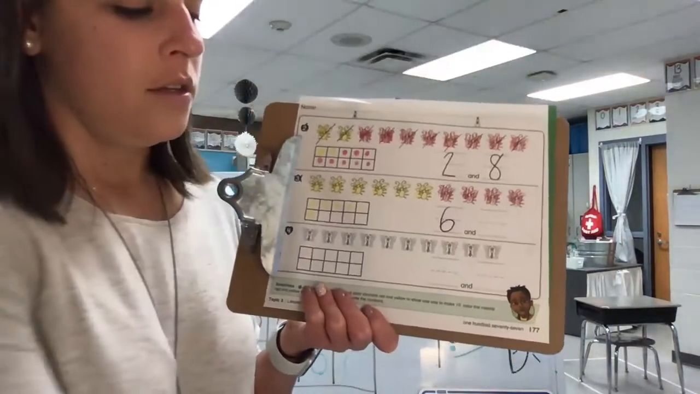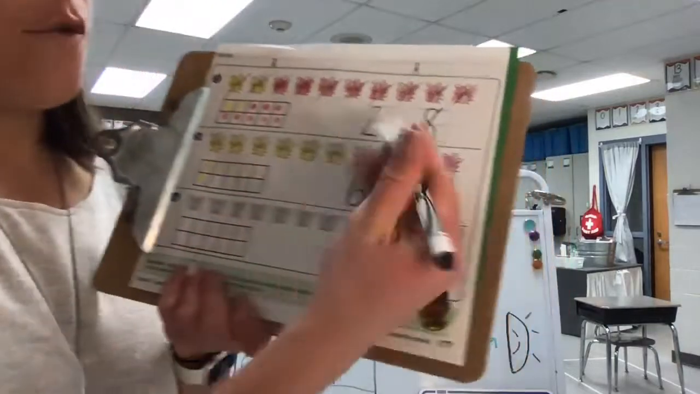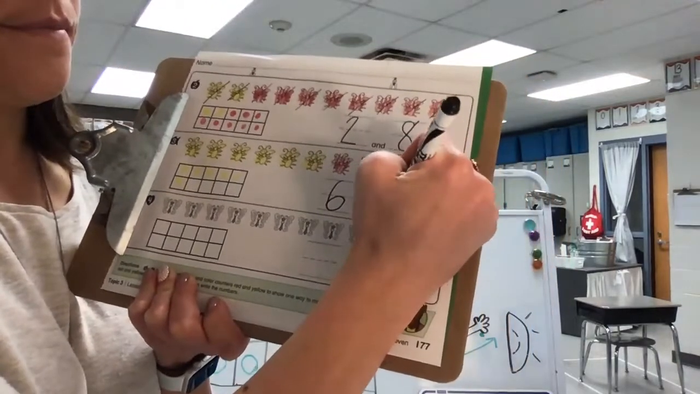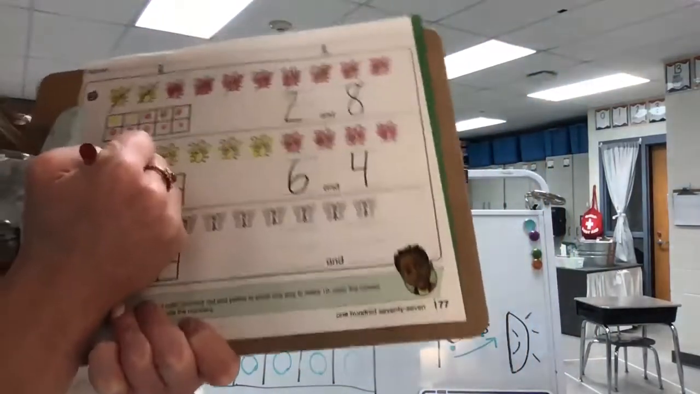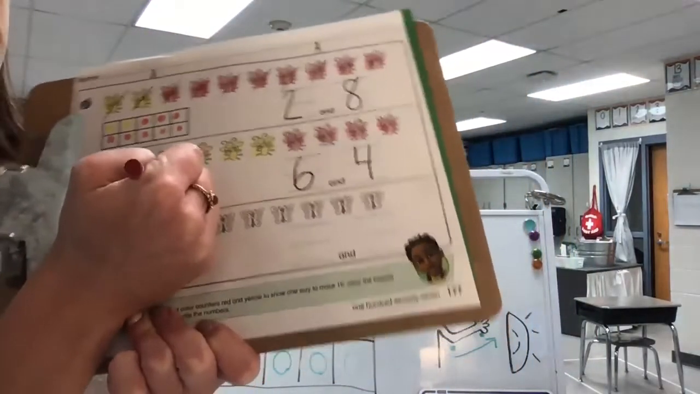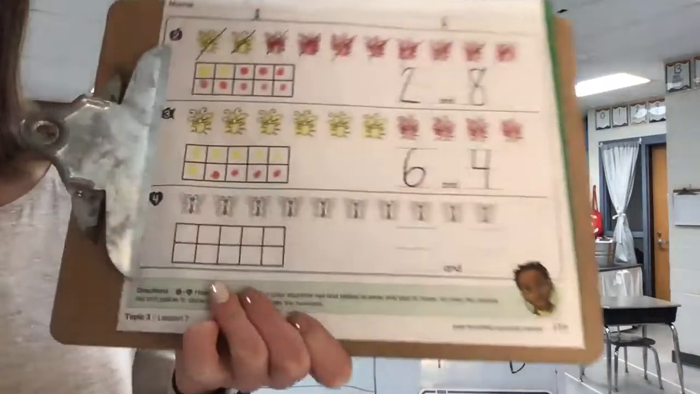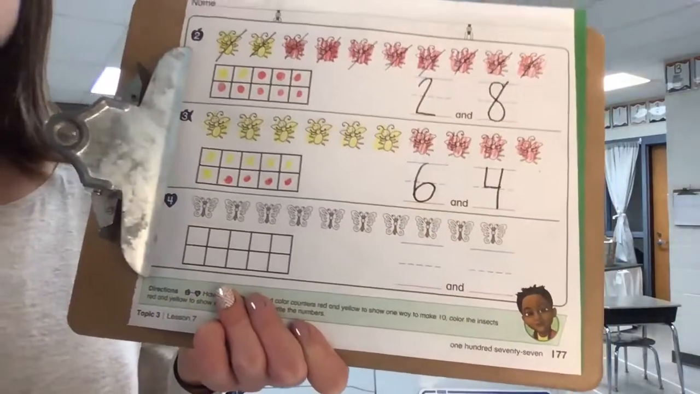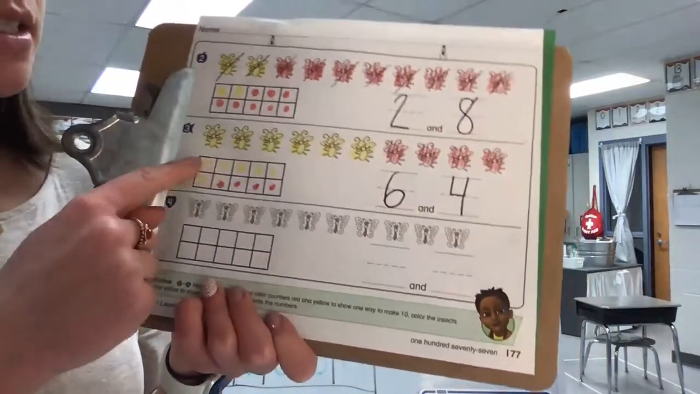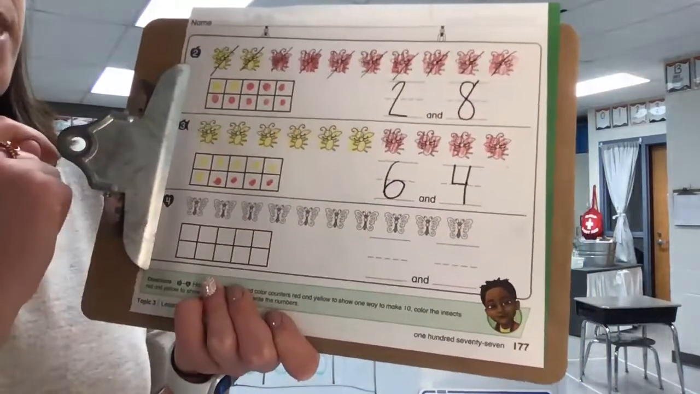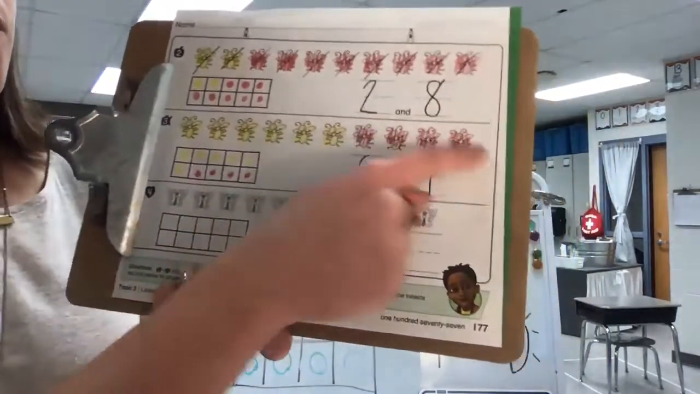Okay, so now I have 4 red. And then I'm going to color the 4 left in my 10 frame. 1, 2, 3, 4. So another way to make 10 is with a group of 6 and a group of 4.